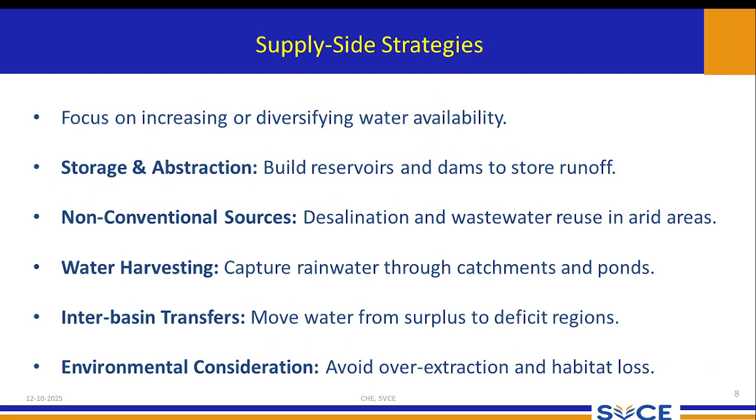Coming to the supply side strategy, focus on diversifying water availability, storage and abstraction. Build reservoirs and dams to store runoff. So as I told you just now, we need to store the water. We should not waste the water and send it to the sea. During the rainy season, most of the time the region is flooded and the water mixes with the drainage and goes to the sea. What is the use of it? There is no use.